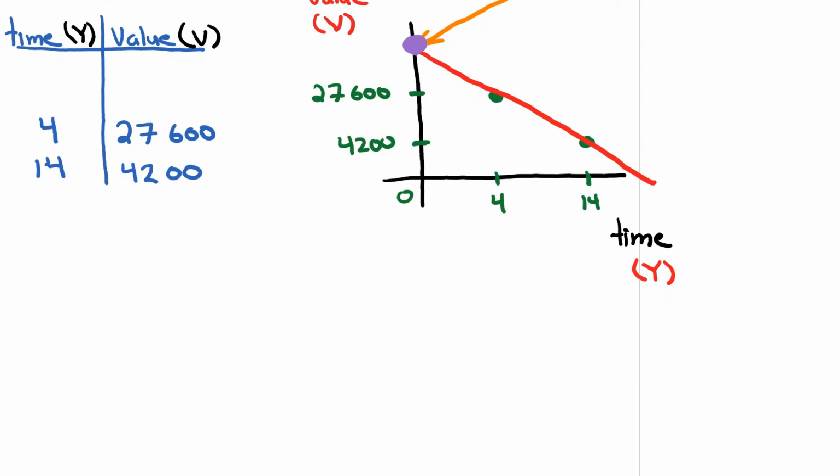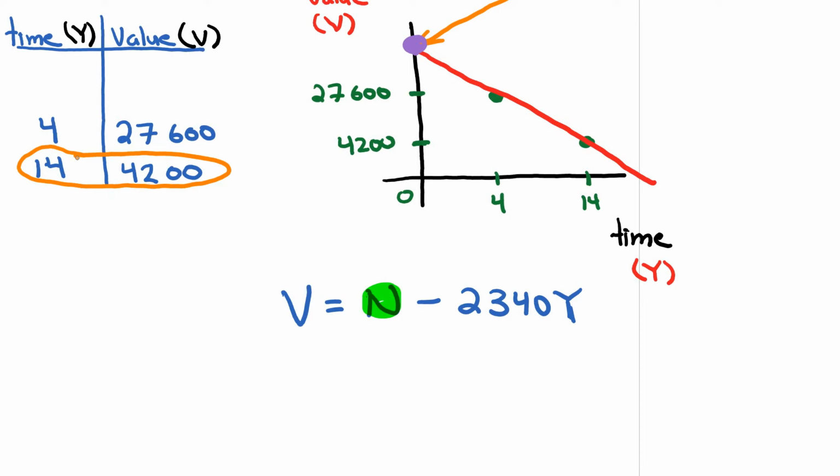Okay, so let's go ahead and write out the equation that we had from, I believe, part B. So v equals n minus 2,340 y. Okay, so our goal now is we need to find the value of n. All right, so there's different ways you can do this. I would just use one of the values from your table here. So maybe we can use this value right here, 14, 4,200. And let's plug that in.